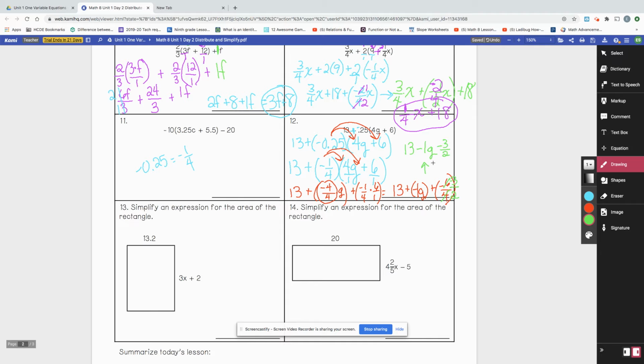Negative 3/2 is the same as negative 1 1/2. So I'm running out of room here, but 13 minus 1 1/2 will yield 11 1/2 minus 1g. There's the final simplification there. I also could have put this as negative 1g plus 11 1/2.